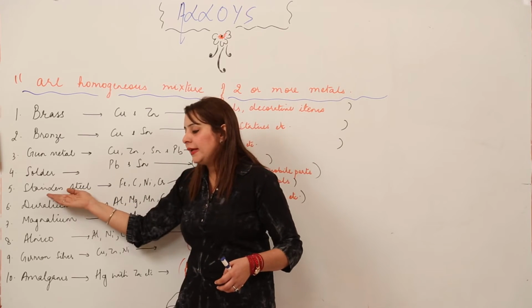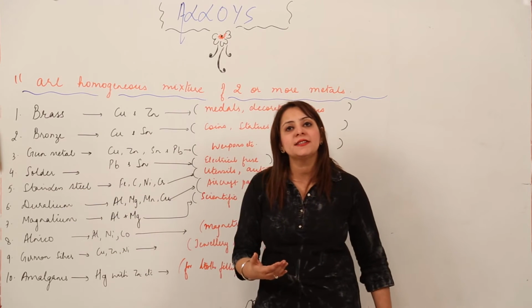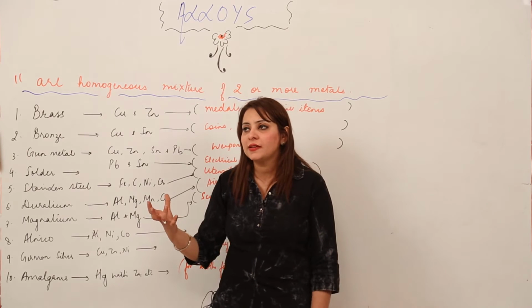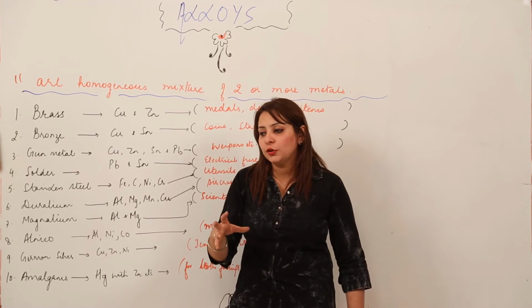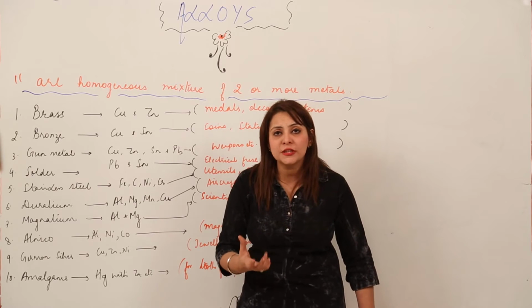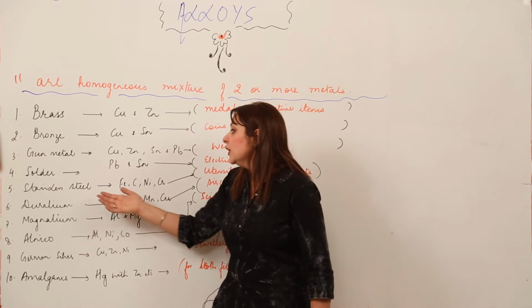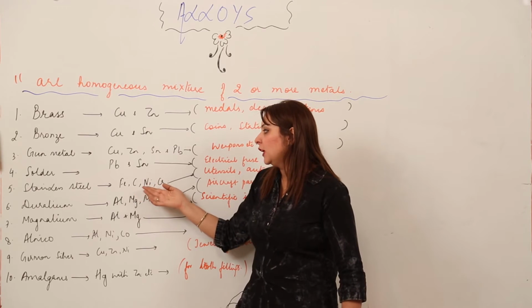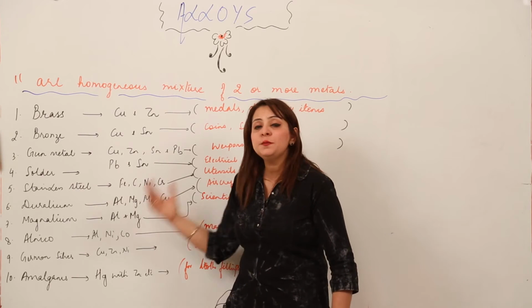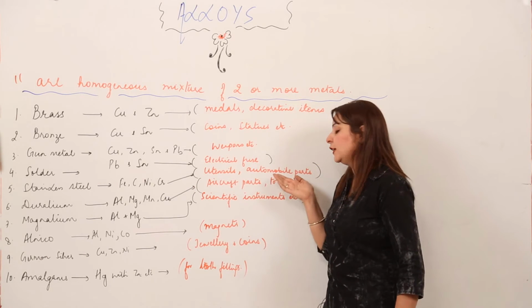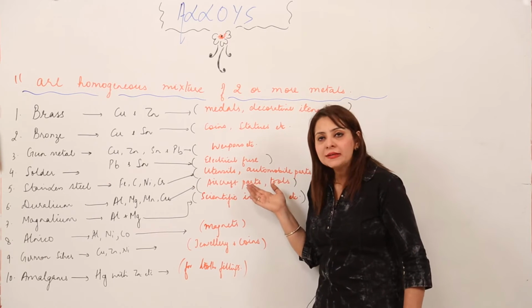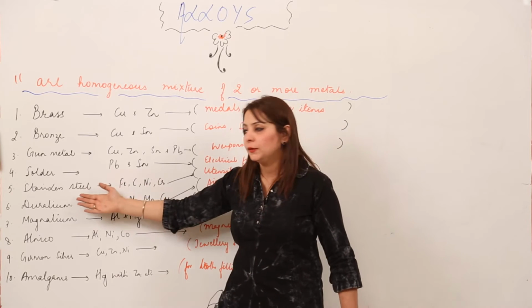Next is stainless steel. As you all are familiar with stainless steel, because most of the items which we use in the kitchen, that means the utensils, are mostly made up of stainless steel. In it the iron is mixed with carbon along with nickel and chromium. It makes the iron corrosion free, and that is why it is used in making utensils, and moreover it is used in making automobile parts as well. So this is stainless steel.